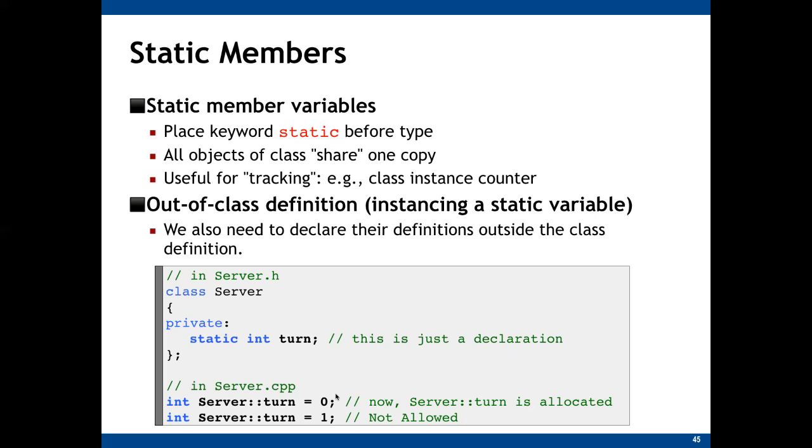And moreover, a static variable cannot be initialized more than once. So if you initialize the static variable once like this, the next line is a compiler error, because it cannot be initialized again. So any objects created using this class share this turn static member variable.